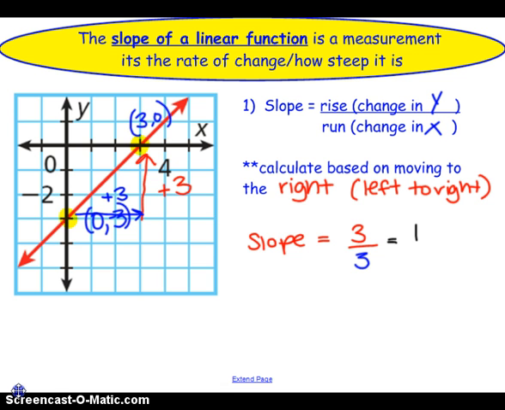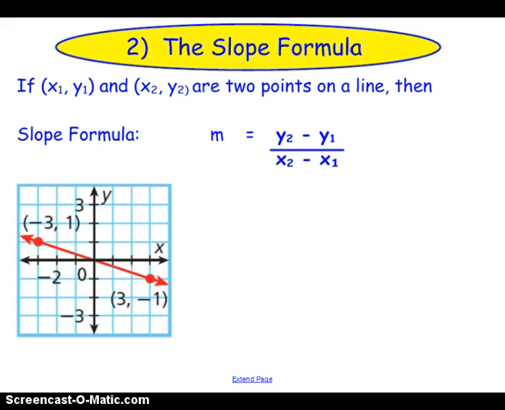So we would say that the slope of this line is, so the rise is going up, the run is going to the right, and you always start with the left point and then go to the right point to calculate. The second way to calculate slope is to use a formula. So the formula goes like this.